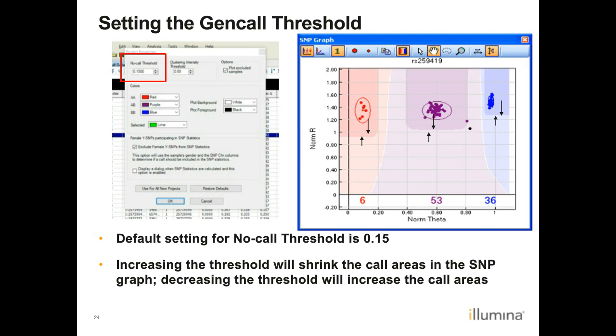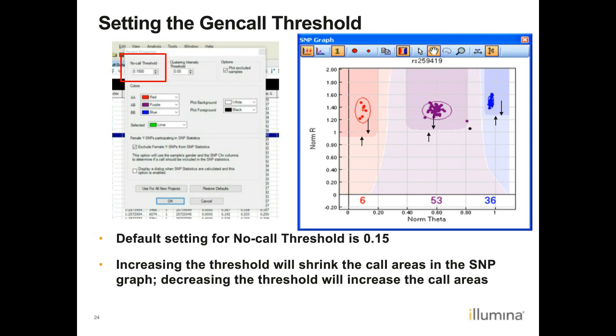If you set the no-call threshold to 0, then the dark shaded area fills the entire space of the light shaded area, and it means that all data points will have a genotype assigned to them, whether it's proper to do so or not. We strongly recommend that you not set that threshold to 0. You set it to our recommended 0.15 or higher.